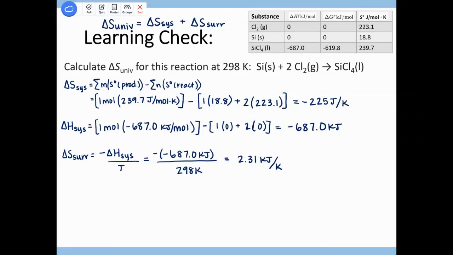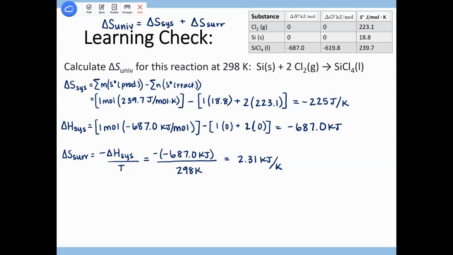Okay, turn to someone next to you and tell them what to do next. How do we finish this problem? All right, will someone tell me what to do? Yes, Amira, go ahead. We're going to take the kilojoules and make them into joules.